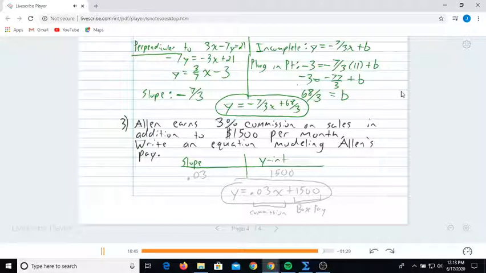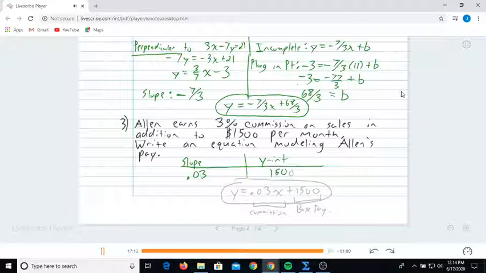So slope represents rate of change. Y-intercept in many applications represents the initial value. So what's the rate Alan's earning? Well, 3%, which is 0.03. So he gets 3% of every dollar in sales. So basically he gets 3 cents on the dollar for everything that he sells. Now, that's in addition to getting $1,500 per month.